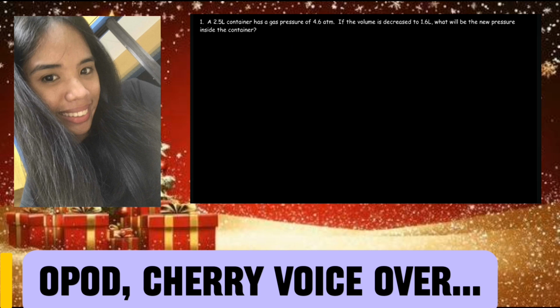Now let's work on some problems. Number 1: a 2.5 liter container has a gas pressure of 4.6 atm. If the volume is decreased to 1.6 liters, what will be the new pressure inside the container? Well, let's make a list of what we have. V1, the first volume, is 2.5 liters, and the pressure that corresponds to that volume is 4.6 atm. Now the volume is decreased to 1.6 liters, so that's the new volume, V2. And we're looking for the new pressure, P2.